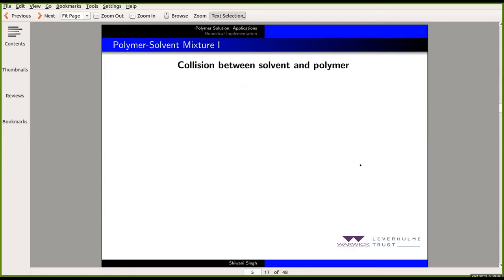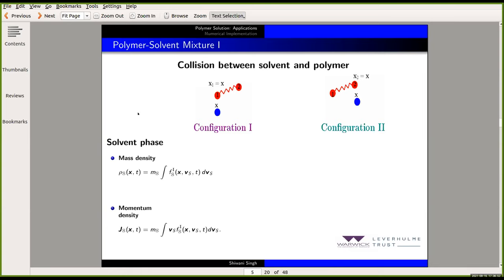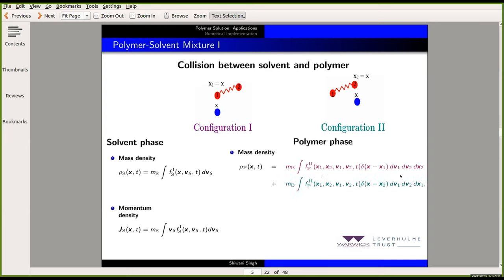But since the collision between polymer, which is now a two particle distribution function, and the solvent, which is a single particle distribution function, is not so easy. To define the observables, mass density and momentum density, the zeroth order moment and the first order moment are sufficient. But in order to define the mass density of the polymer phase, we need to take care of the collisions happening between bead 1 at location X as well as bead 2 at the location X. Similarly, we need to define the momentum density also carefully. So modeling collision in this picture is non-trivial.